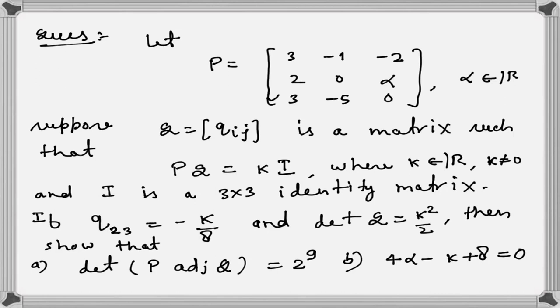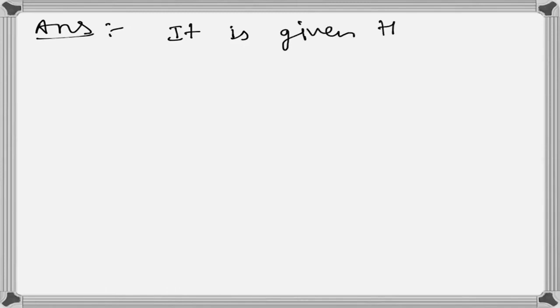Okay, so certainly we need to find this value of alpha and k, and so let's see how do we solve this problem. Okay, answer. So it is given that P into Q is nothing but K times identity matrix.